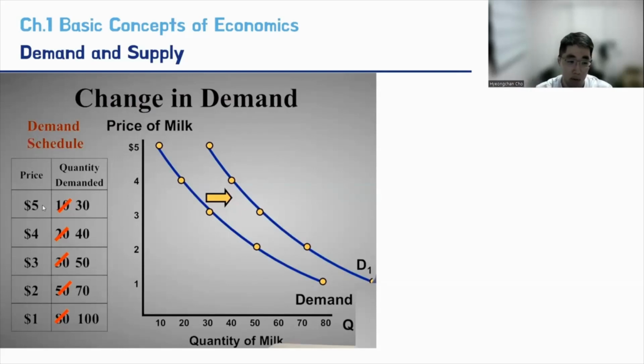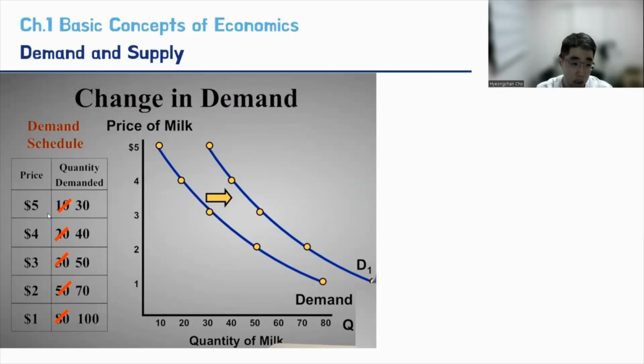Before the research came out, at price 5 people wanted 10 units of milk, but after the research comes out, people want more milk because they want to be smarter than before. So people want more milk at price 5, like 10 to 30.